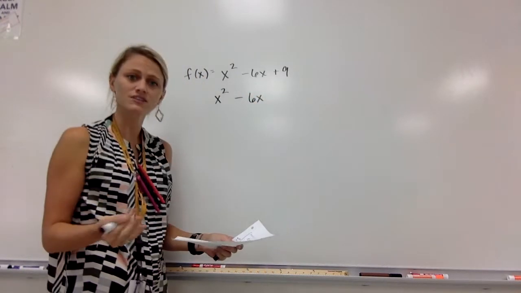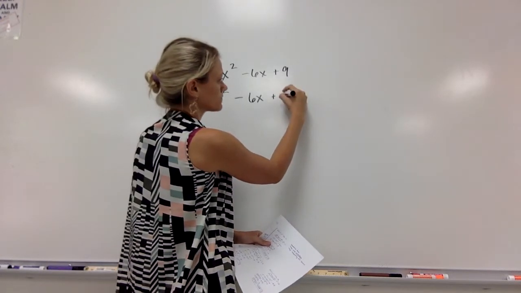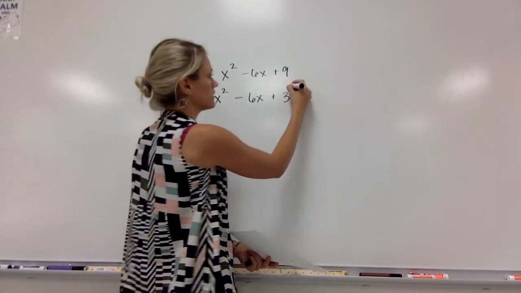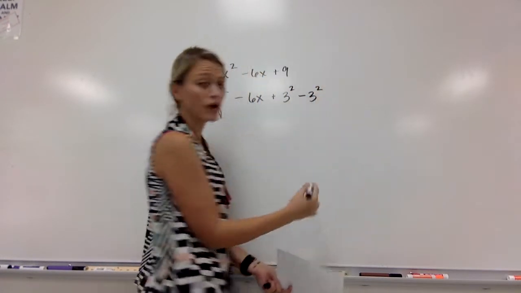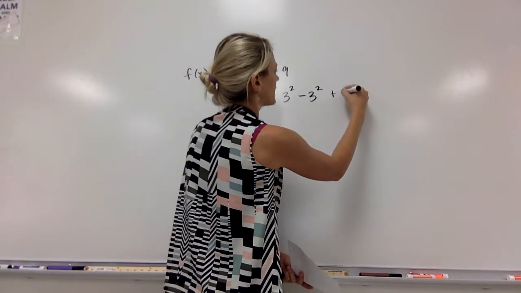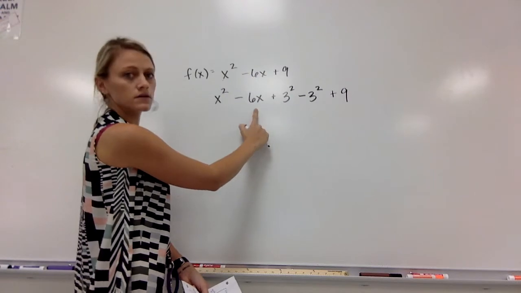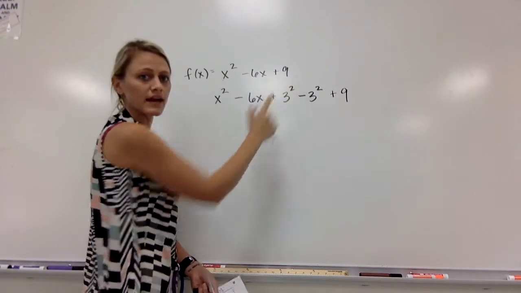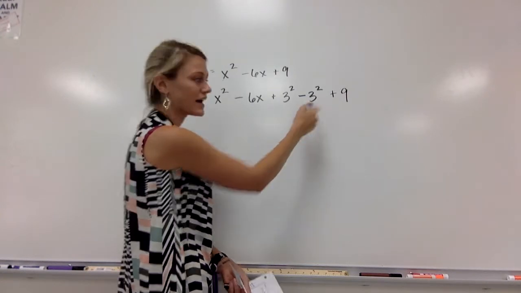I'll take half of x's coefficient, so half of 6. 6 divided by 2 is 3. Then I'll square it and subtract it, and then bring down my plus 9. So my x squared minus 6x, half of 6 is 3, and then I'll square it. I'll minus the same thing, so minus 3 squared plus 9.